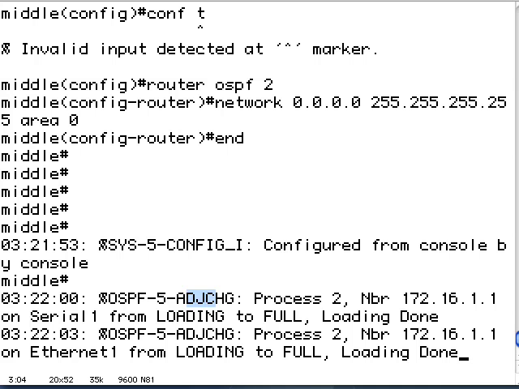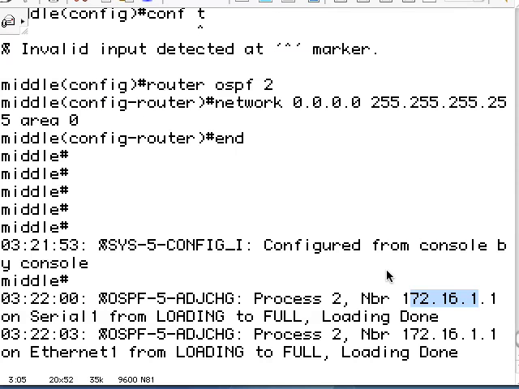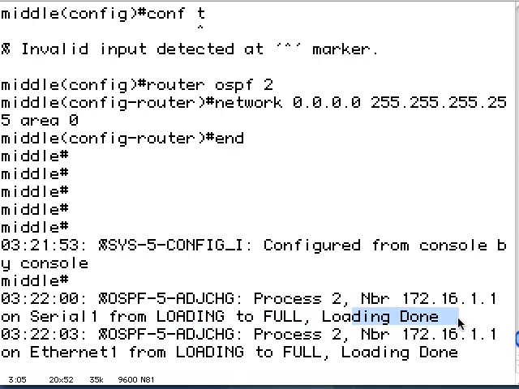We have process ID 2, and I have a new neighbor, which is 172.16.1.1, which is the loopback IP of the top router. So here's the middle router, and I've got 2 interfaces which can communicate with the top router. One is serial 1, and one is Ethernet 0. And guess what? I formed neighbor relationships on both of them, and I went from loading to full, and then loading done, meaning that we exchanged our routing information.